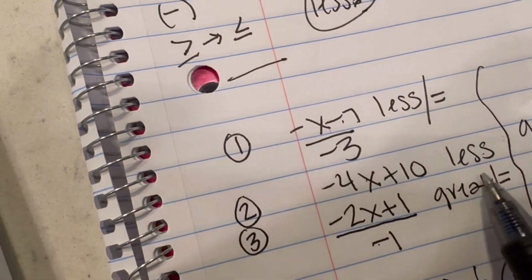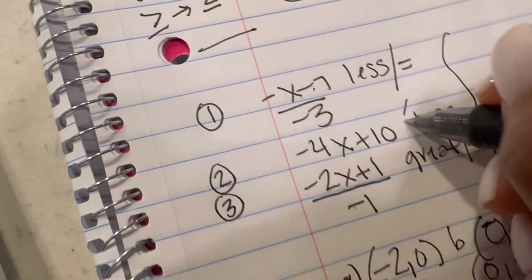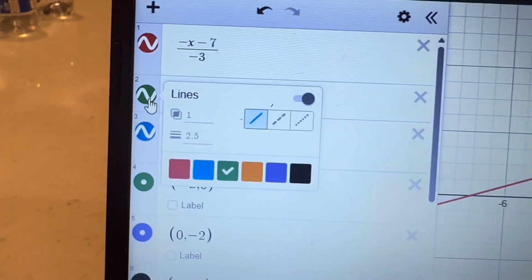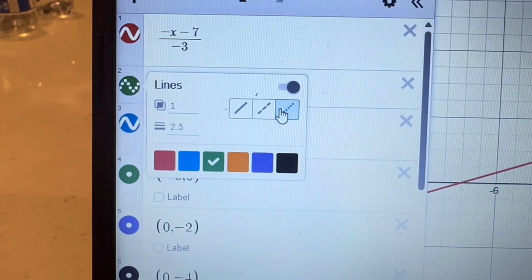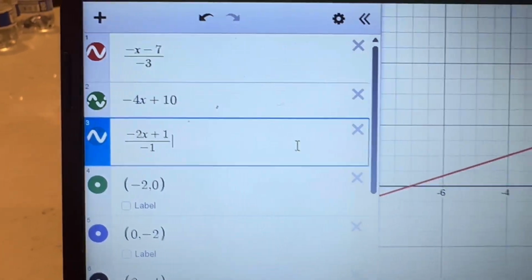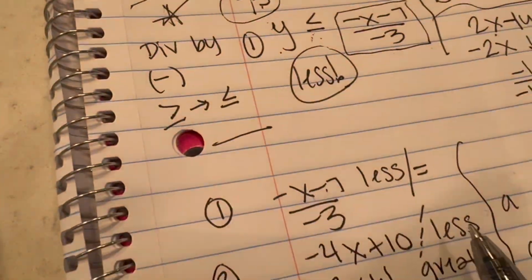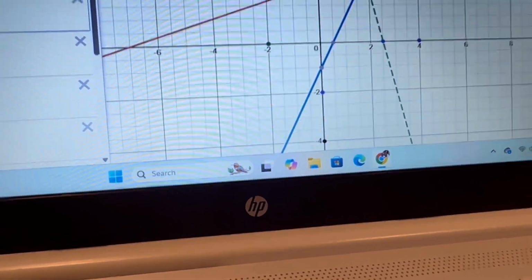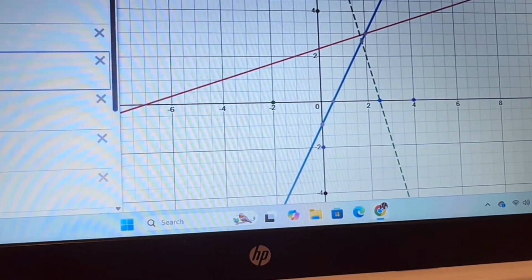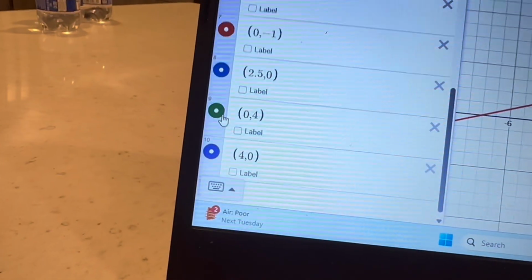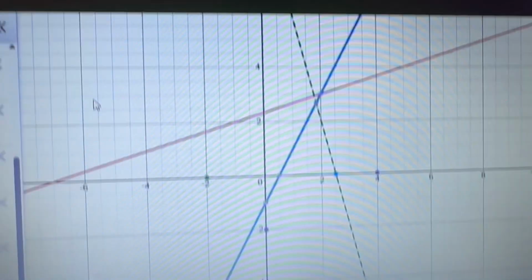Which points are going to be less? Now, less means dashed. So make sure you make that second one dash. You're going to go ahead and go up here and hold on to the green. Make it dashed. Okay. That green one is dashed. Which points are less than this green? Is 4 less? Or 4 is out. So go ahead and take that one out. 0, 4, the green one, undo it, okay?